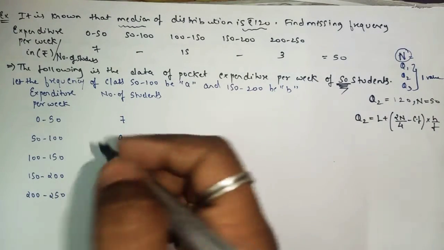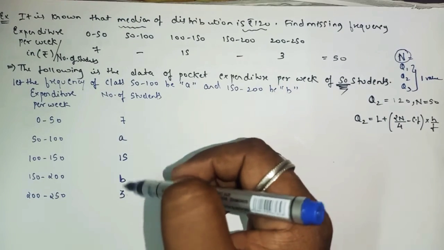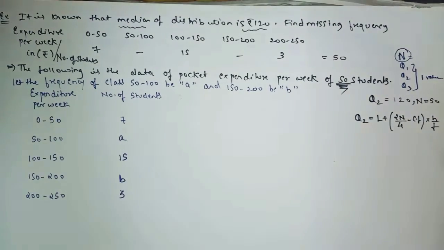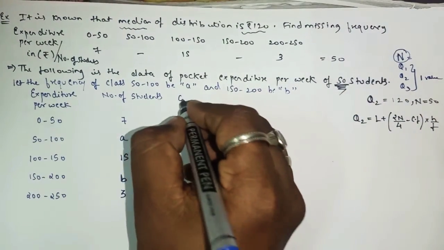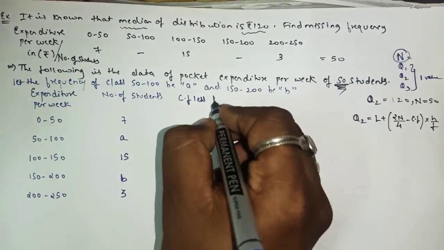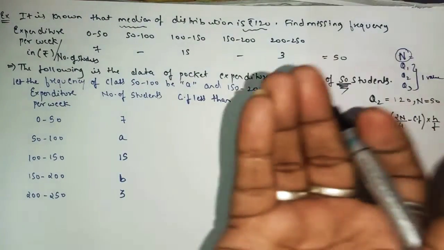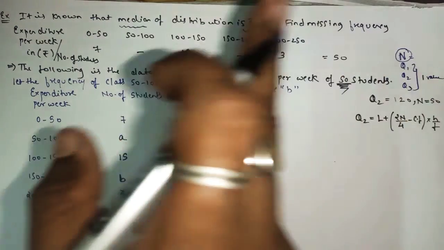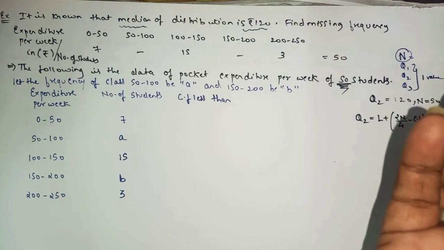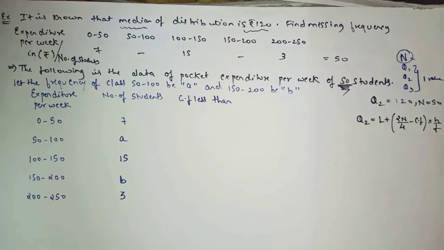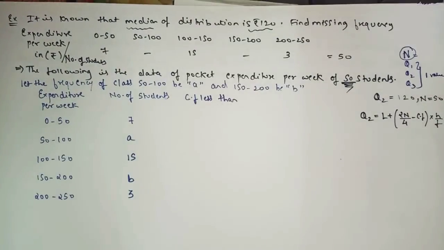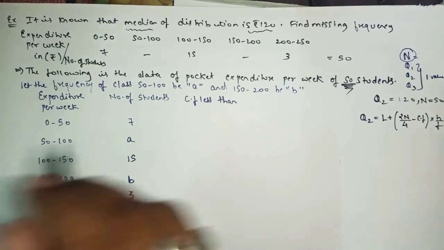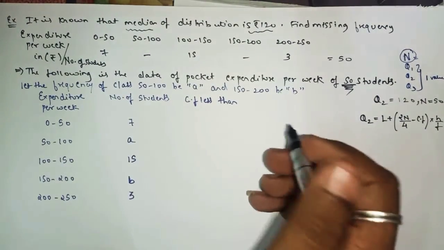As per the rule, we know that the first is class, second is frequency, and here we have to add one more column, that is cumulative frequency less than. It is compulsory whenever you have to find any quartiles, whether it is Q1, Q2, Q3, or if the quartiles are given. So here the third column is cumulative frequency less than.